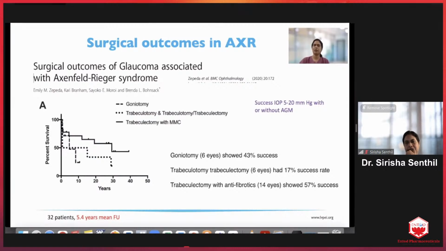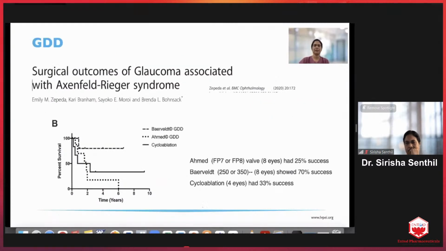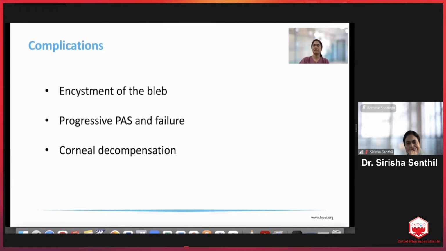It's also possible that eyes with less severe disease and less severe iridocorneal problems possibly had a goniotomy in their series. They also evaluated a few eyes where Ahmed implant as well as Baerveldt implant was performed, and cycloablation as well. And they found that Baerveldt did better than Ahmed in their cohort.